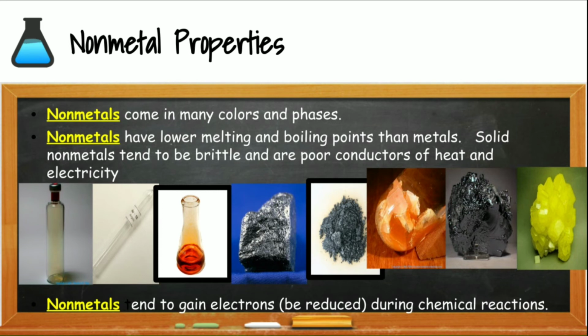Nonmetals tend to gain valence electrons, or undergo a process called reduction. Now, we say that nonmetals are reduced because if you gain a negatively charged electron, then your charge goes down in a chemical reaction.